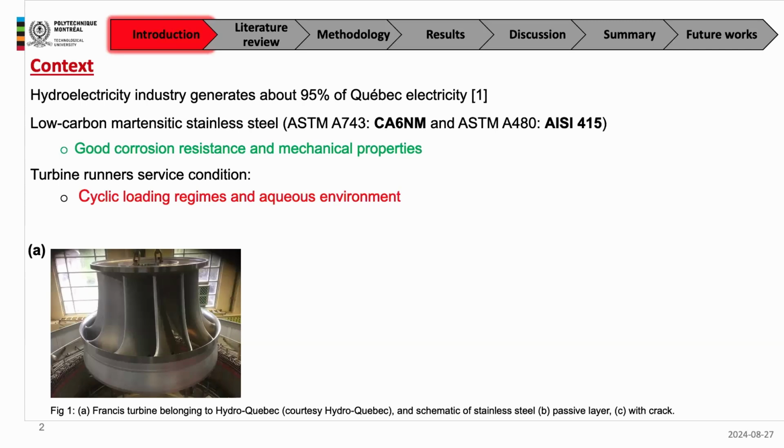In this industry, one of the critical components that they are dealing with is a Francis turbine, which is in this picture. To give you an idea of the size, this component is beyond the size of this room. It is made out of low carbon martensitic stainless steel that has a good combination of corrosion resistance and mechanical properties. However, during service, it's exposed to cyclic loading and an aqueous environment.